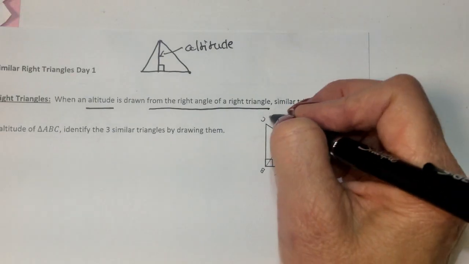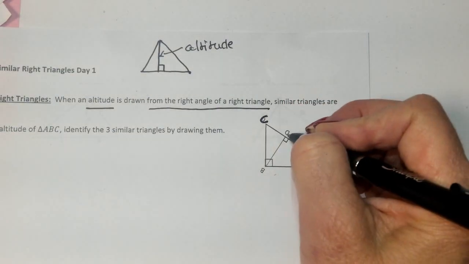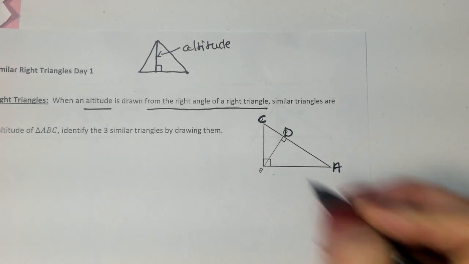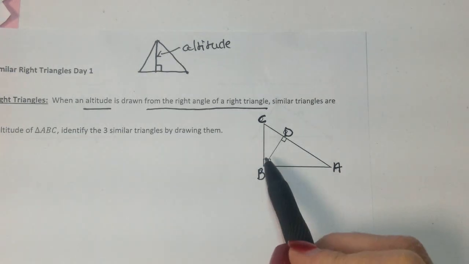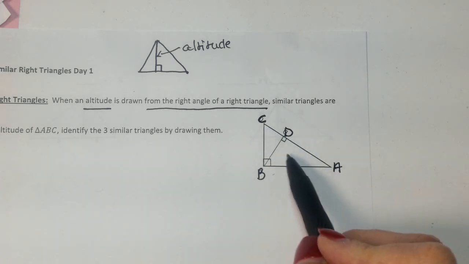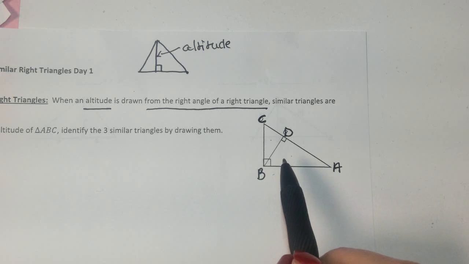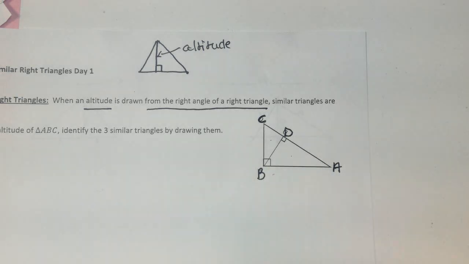So let's go ahead and fix the letters. This top letter is a C. Right here is a D, A, and then B is where the right angle is. All right, now you've got the big triangle, the medium triangle, and the small triangle. All three of these triangles are similar. They're all similar. Not congruent, similar. Their side lengths have the same ratio.